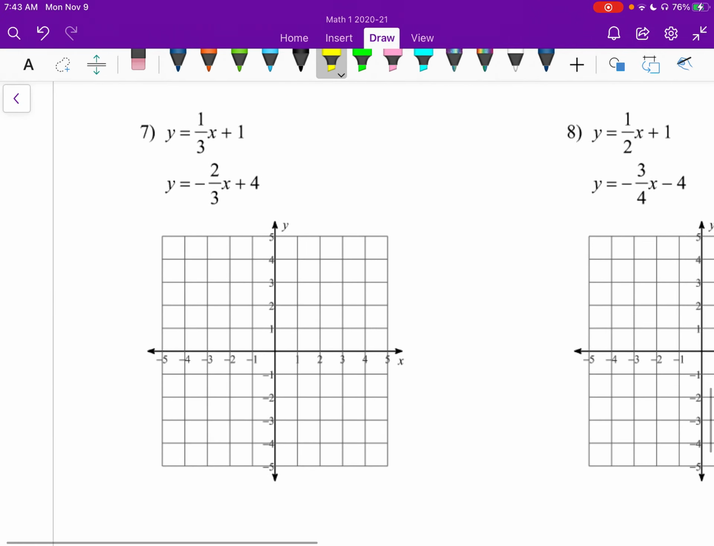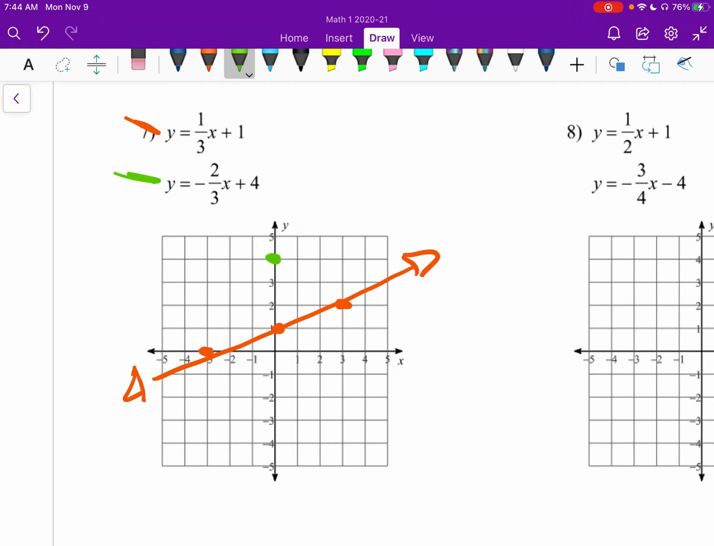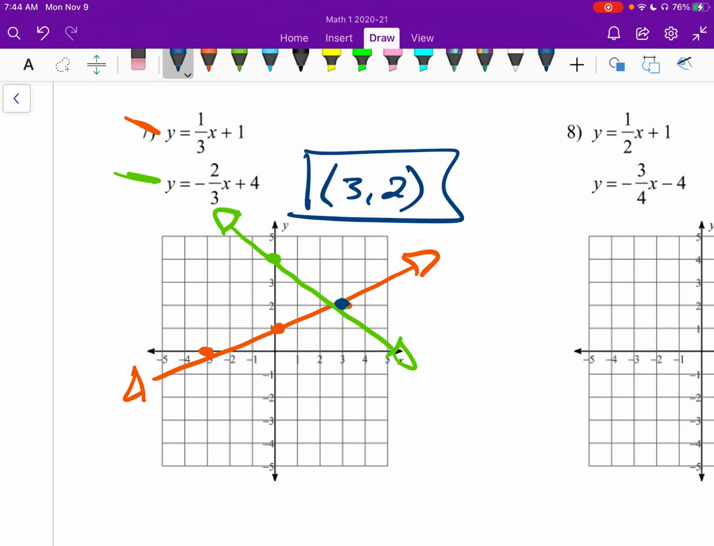All right, number 7. I'll start off with the orange one. I have an intercept of 1, slope of 1/3, so up 1 over 3, down 1, left 3. My green one's going to be intercept of 4 and down 2, right 3. Here's my intercept. Or my intercept, I don't know if I should use the word intercept. My solution, there it is. I go right 3 and up 2. There we are.